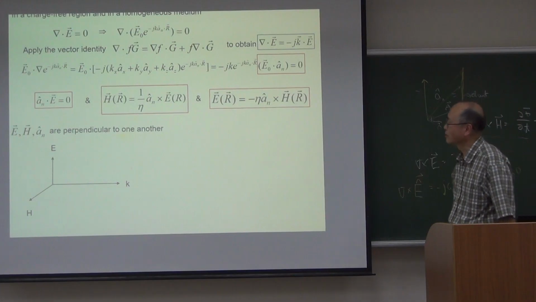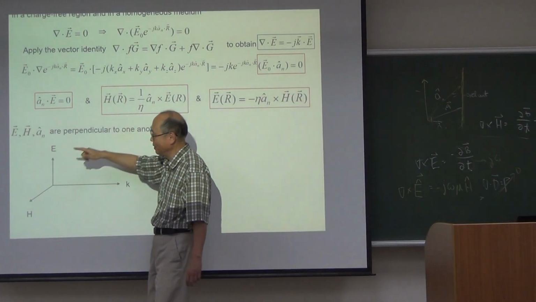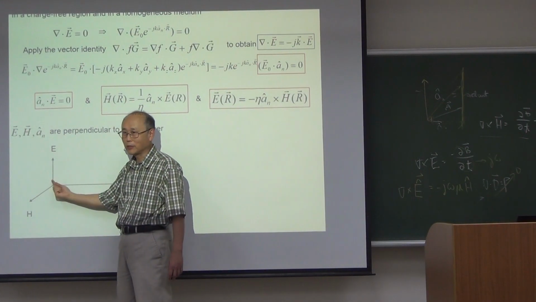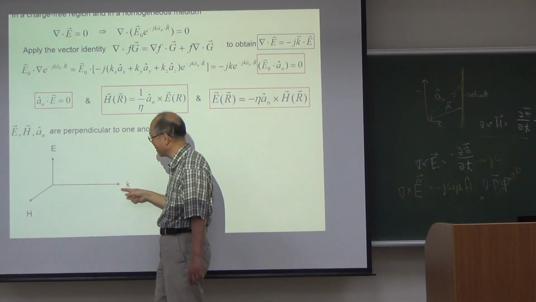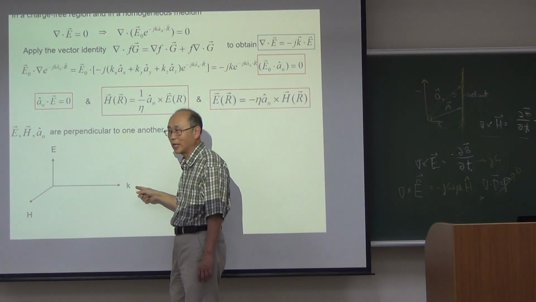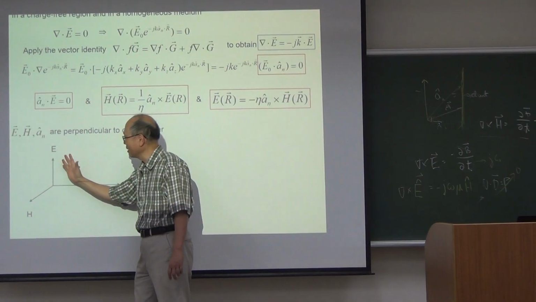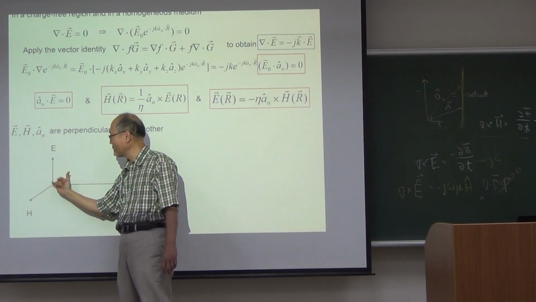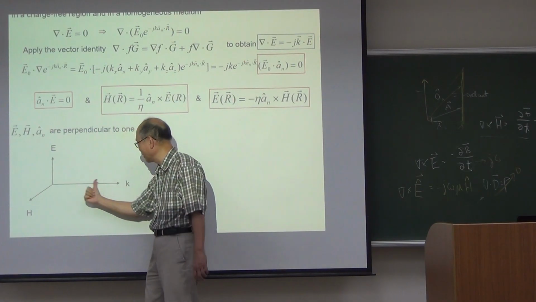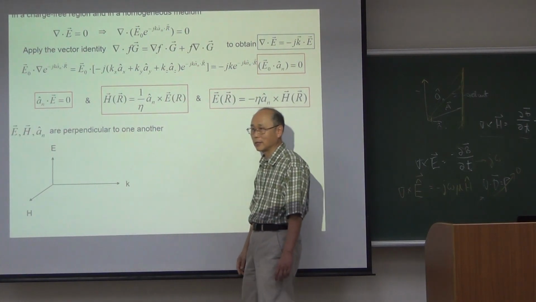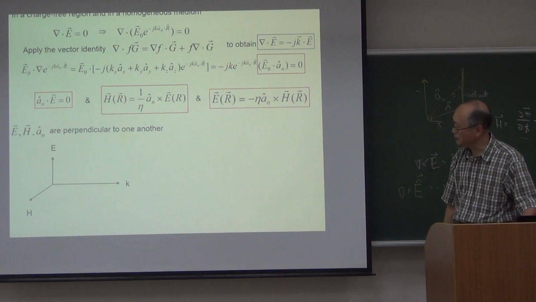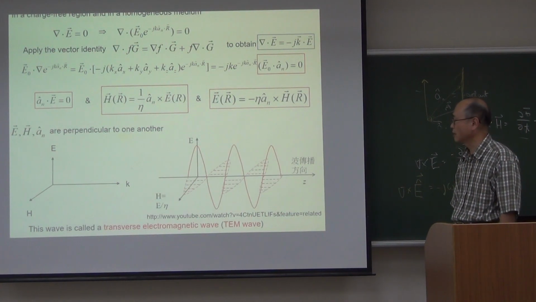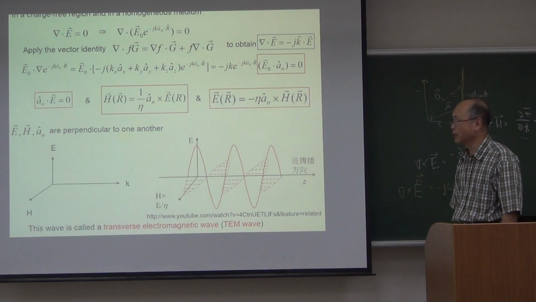Okay. Now you understand from these 3 relationships, E and H are perpendicular to each other, and these 2 are also perpendicular to the K direction. Okay. But then you follow the right-hand rule. The K direction, E cross H direction, is going to be along the K direction. So physically you can draw such a diagram.